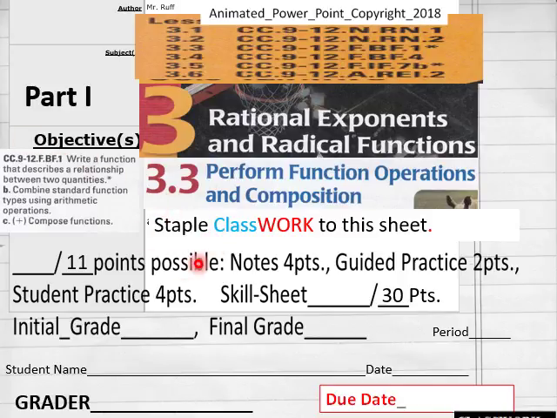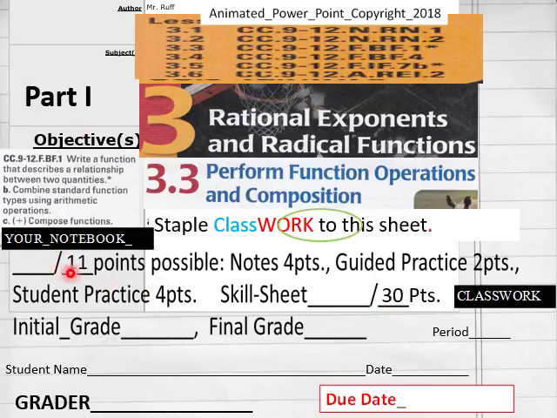3.3 part 1, we've got a 30-point skill sheet at the end of part 1. And then there's 11 points here of note-taking. If you need note-taking guides, get a hold of me.